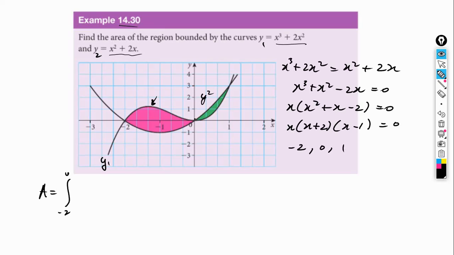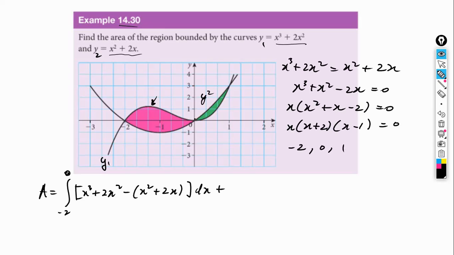So we said that the top curve in this case, in this interval from -2 to 0, is going to be, and let's use a square parenthesis here just for clarity, x cubed plus 2x squared minus x squared plus 2x dx.